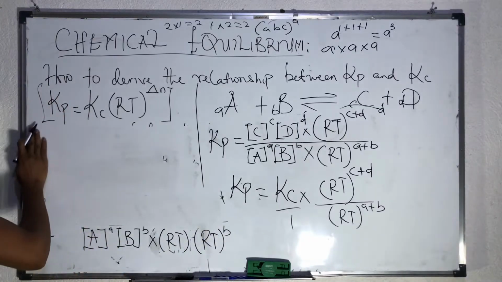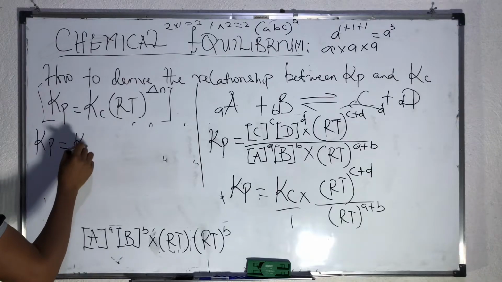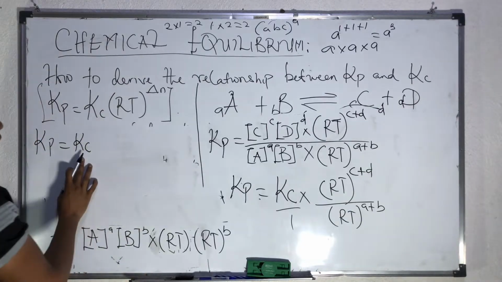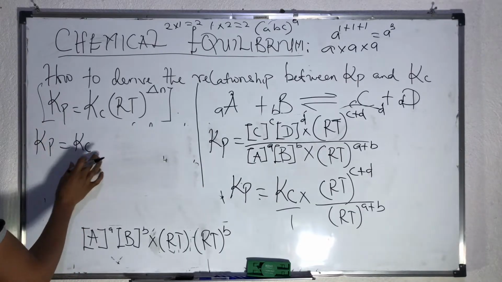Okay, here we have Kp equals Kc. Remember, we found our equilibrium constant expression in terms of concentration, and we replaced it with Kc.